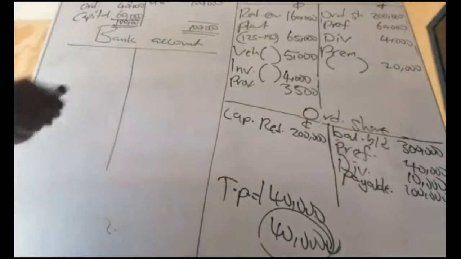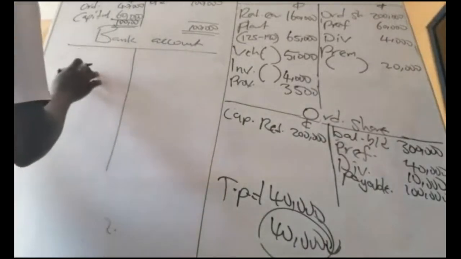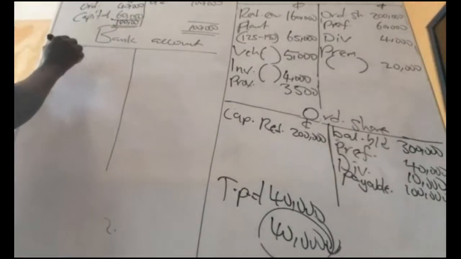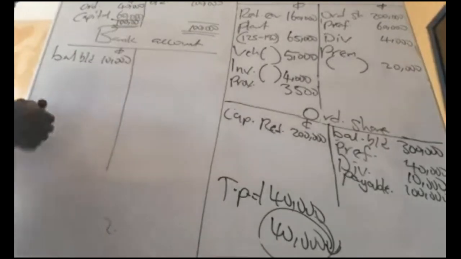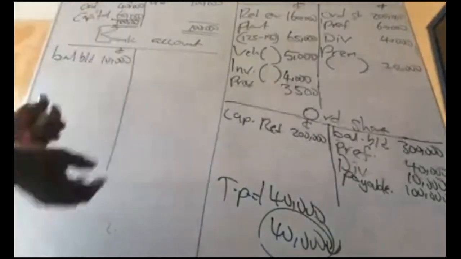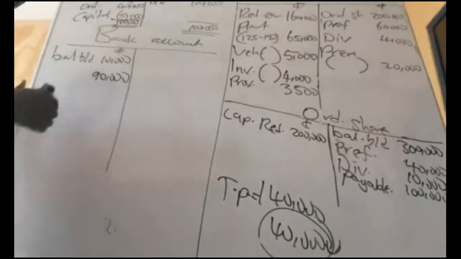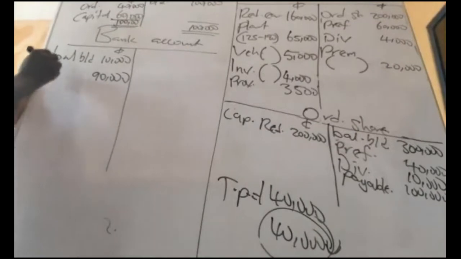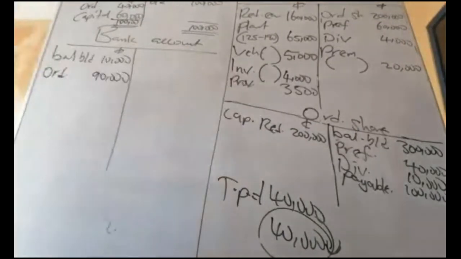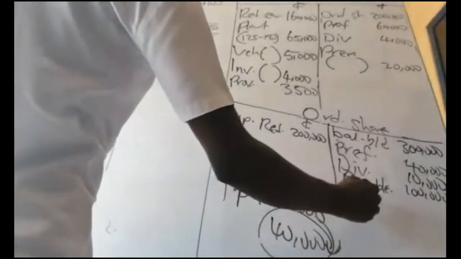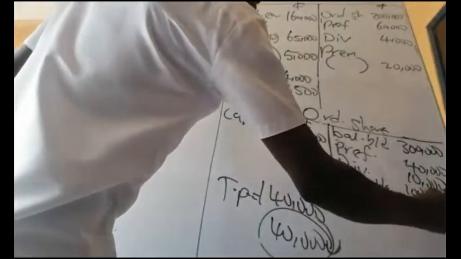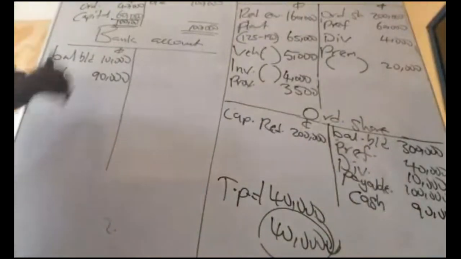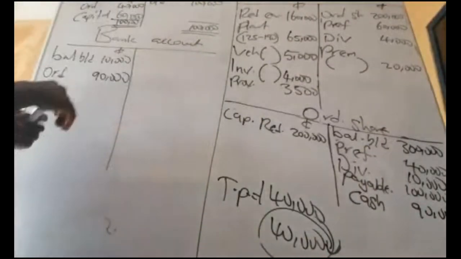What's the bank balance? The bank balance is 10,000. Before I do the entries, I have to record the opening balance here. So balance brought down, that's the opening balance, 10,000 Ghana cedis. Now the ordinary share capital, they are giving us 90,000. So to record it, 90,000 to increase. On the debit side we write ordinary shares, because it's coming from ordinary shares. Then you come and write cash. They are paying by cash, so we go to the bank account and write 90,000 here. Good. For every debit entry, there must be a corresponding credit entry. Then balance.